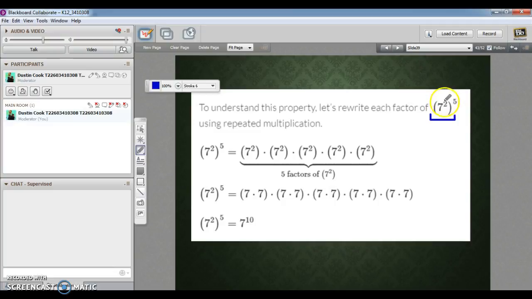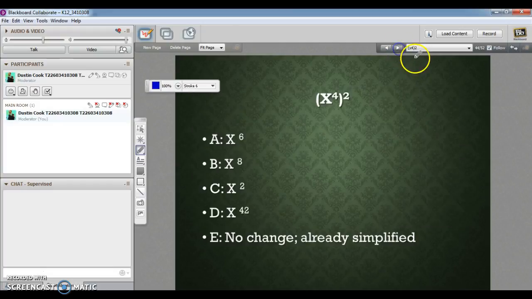This is 7 squared multiplied by itself 5 times. So we have 1, 2, 3, 4, and 5. But each one of these can be broken down like that, because 7 squared is just 7 times 7. So it's 1, 2, 3, 4, 5, 6, 7, 8, 9, 10. 7 to the 10. 5 times 2 is 10. So this is the long way. Multiplying these is the short way.